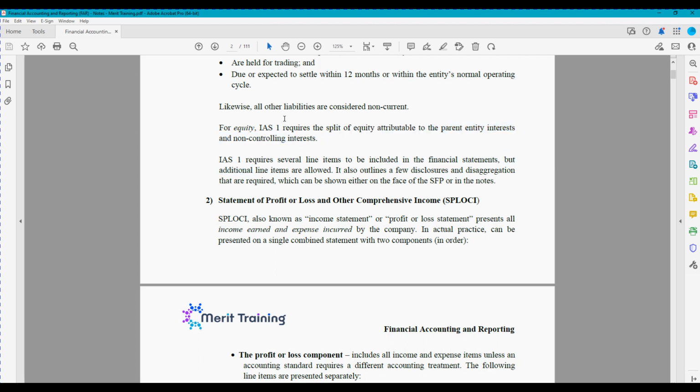IAS 1 also requires several lines to be included in the financial statement, but additional items are also allowed. This is a minimum requirement to set out, but beyond that, you also set out additional line items, like specific current assets, such as prepayments and things like that. It also includes a few disclosures and disaggregation that's required either on the face of the statement of financial position or in the notes.